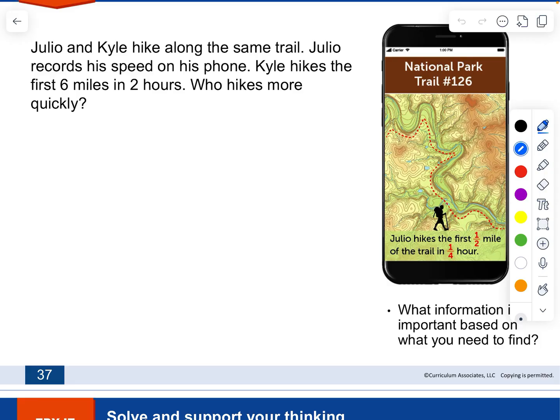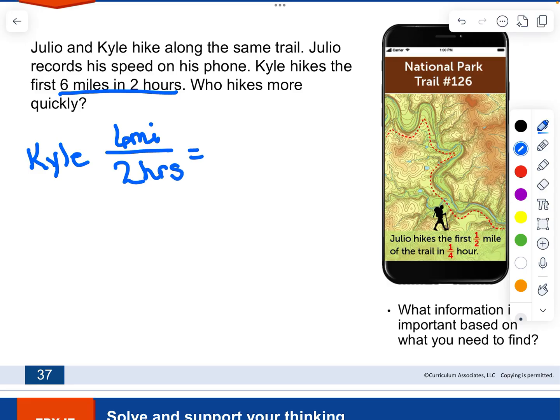I like to think in terms of miles per hour, so that's the way I'm going to approach it. Kyle is 6 miles in 2 hours. So what is his miles per hour? 6 divided by 2 is 3 miles an hour, or 3 miles per hour. Some people like to use miles per hour, mph.